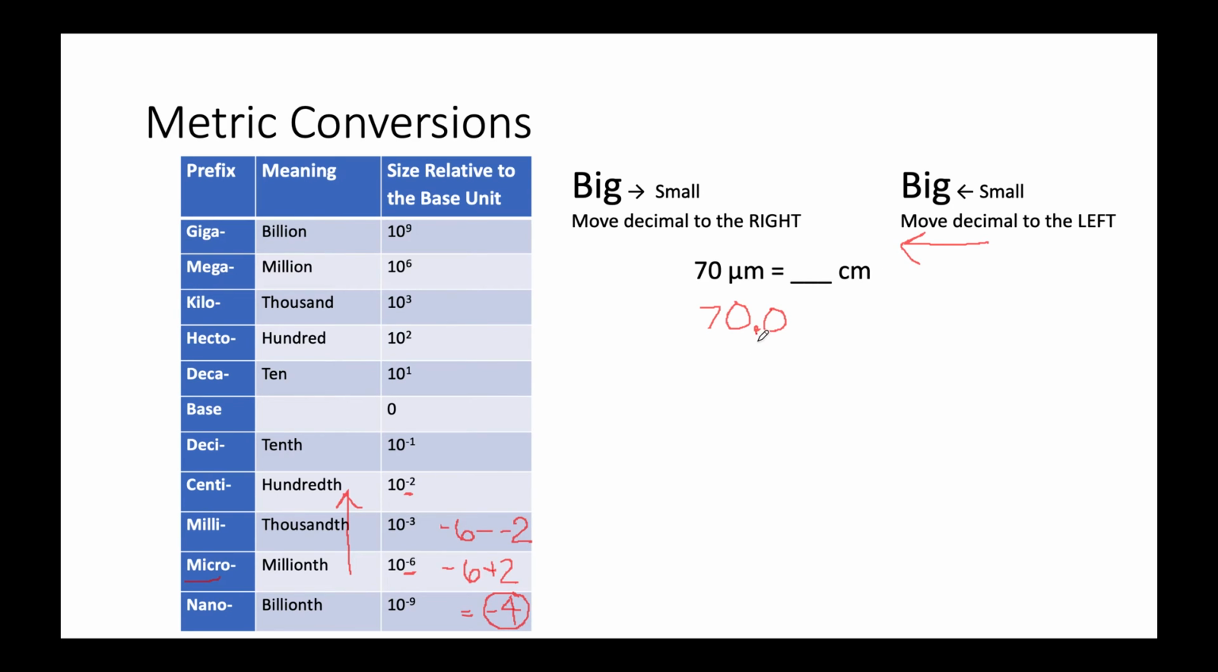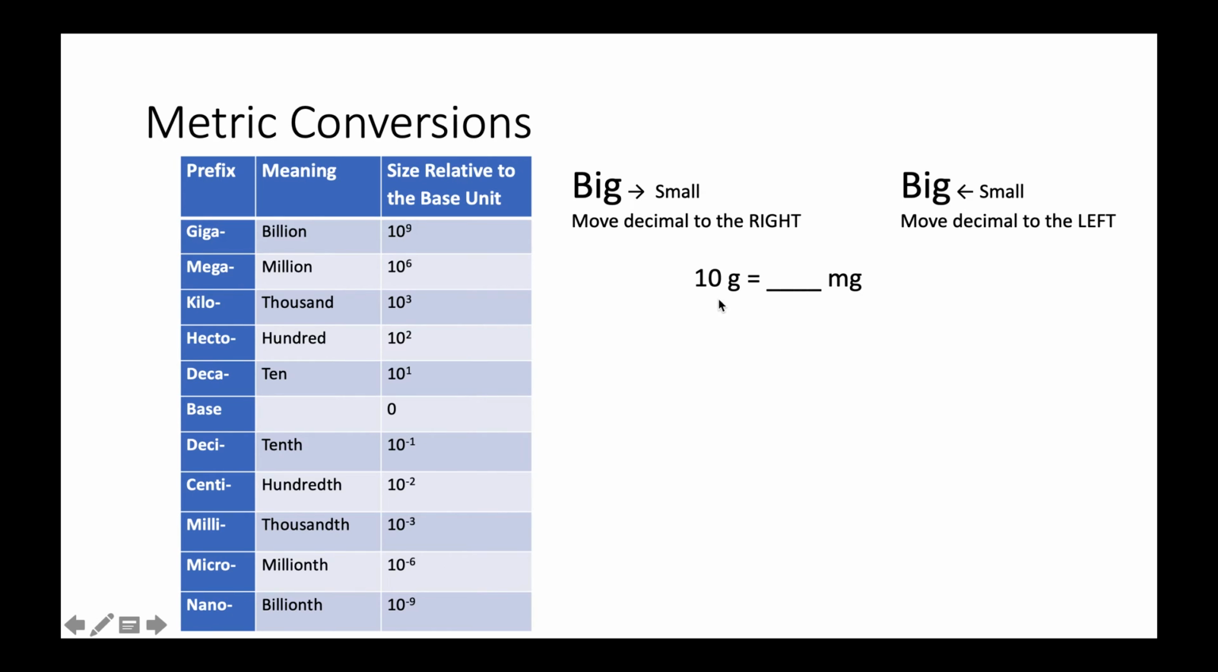So let's move that decimal. Here he is. We're going to move it 1, 2, 3, 4 places is going to be where the new decimal place is. So our new number is going to be 0.007 centimeters. So 70 micrometers is going to be 0.007 centimeters. Let's try another one.